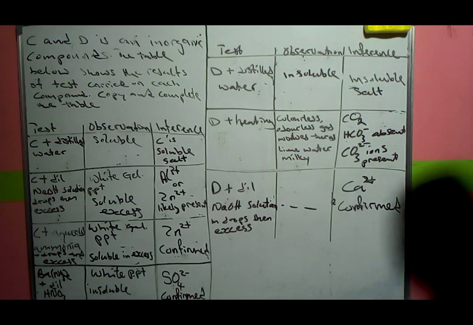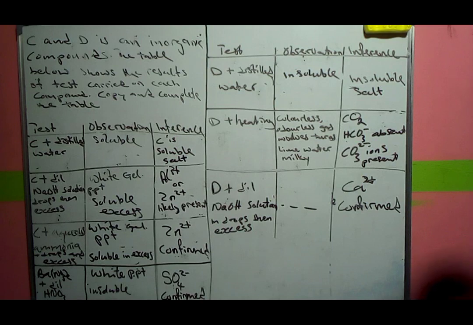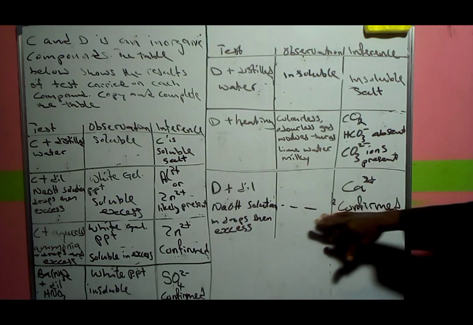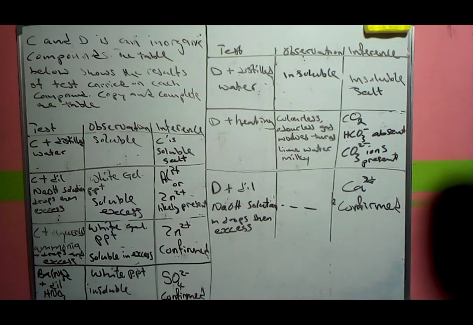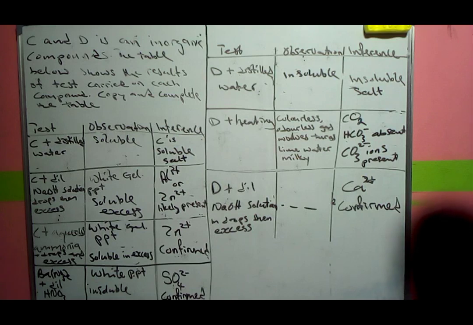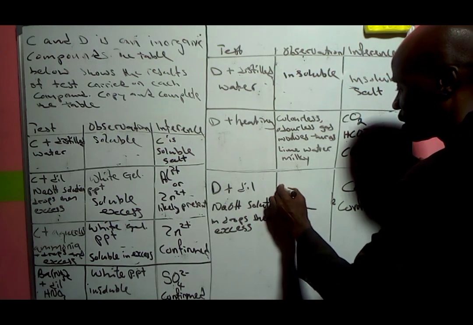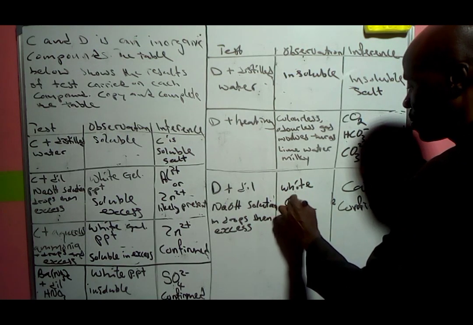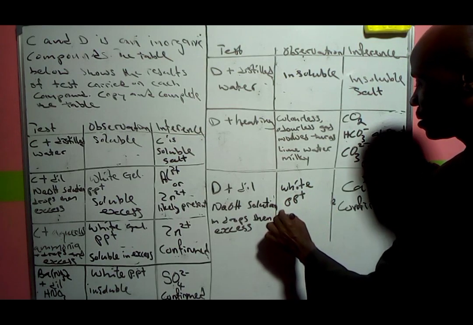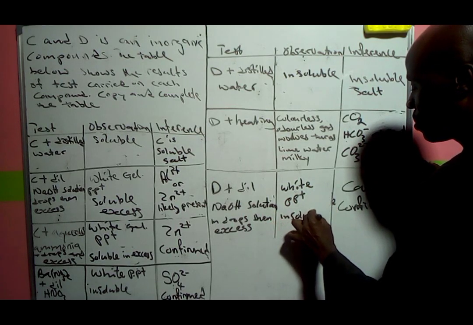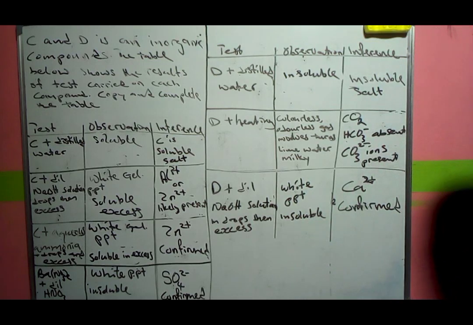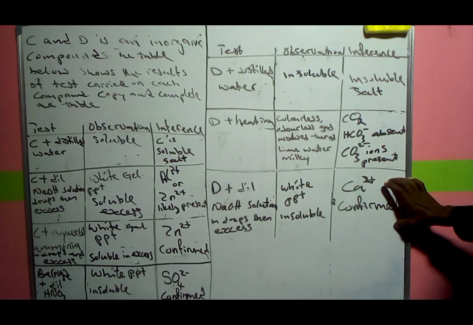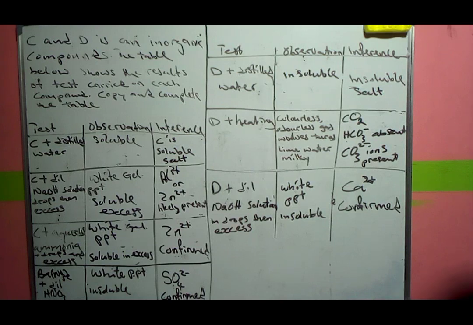These are some of the things you use to prove your point beyond every reasonable doubt in your exam. Now the next one, since we confirmed that, we have D plus dilute sodium hydroxide solution in drops and in excess. We notice that we have a white precipitate, insoluble, which confirms calcium. Calcium is now confirmed.